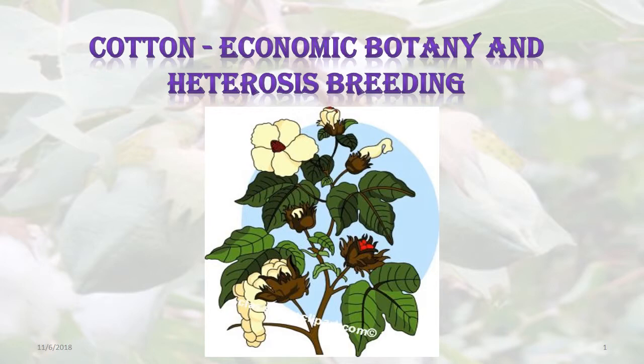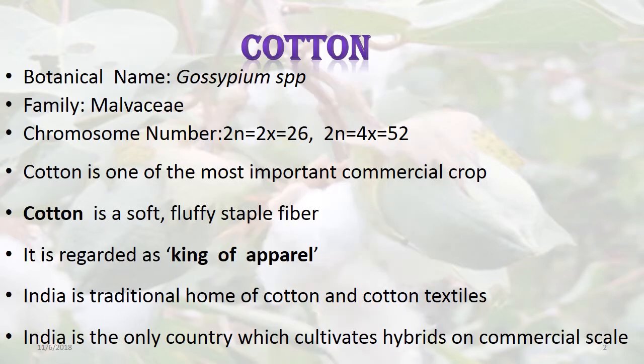Dear friends, in this video I will talk about the economic botany and heterosis breeding in cotton. As you all know, cotton is one of the most important fiber crops as well as a commercially important crop of India as well as the world. The botanical name of cotton is Gossypium species, belongs to family Malvaceae, with chromosome number diploid cotton 2n equal to 2x equal to 26 and tetraploid cotton 2n equal to 4x equal to 52.